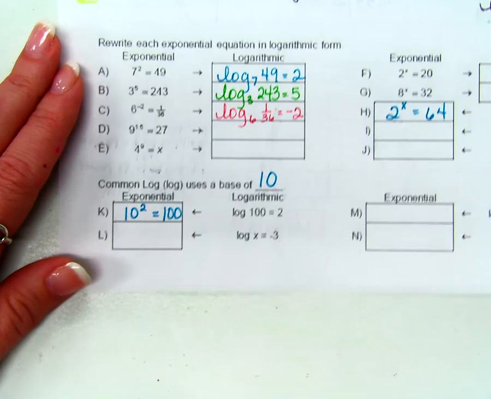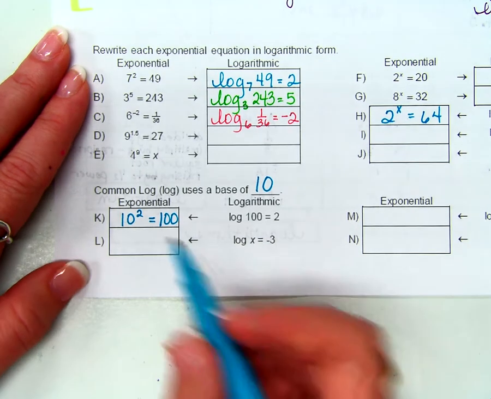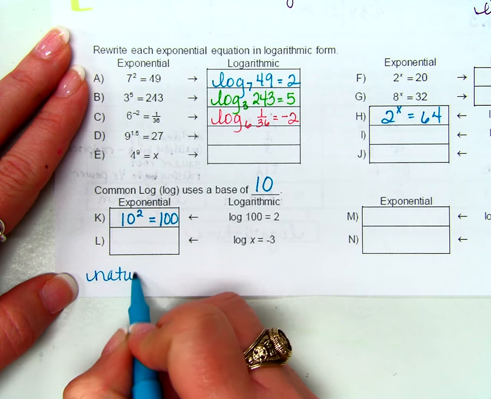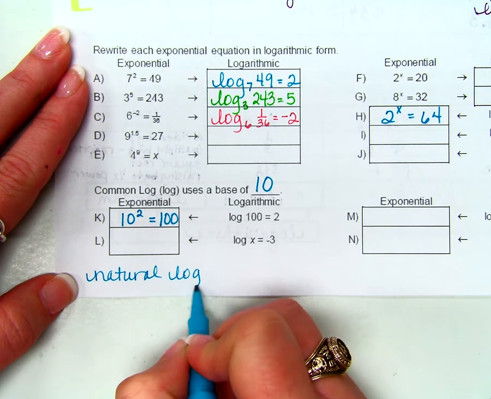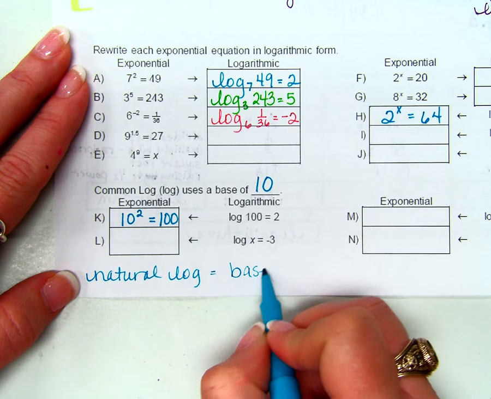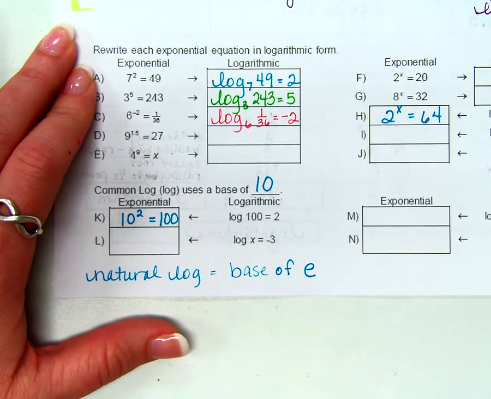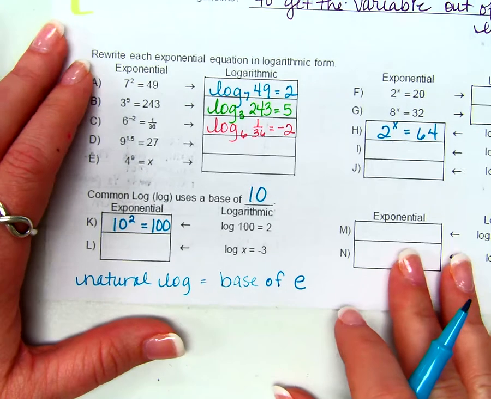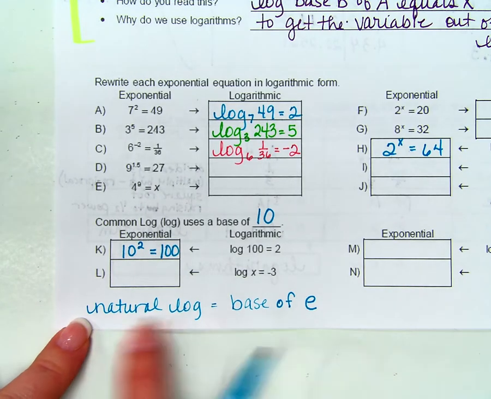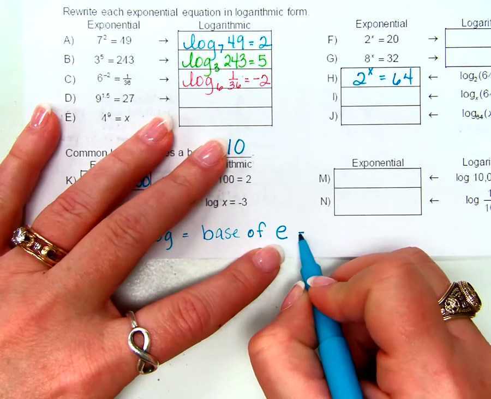Okay? Now there's a couple more things I want to talk about before I let you go. One of them is there's a common log, and then there's also something called a natural log. A natural log uses a base of e. Remember that e that we talked about in exponential form? That's the same e. When it has a base of e, it's called the natural log. But what's interesting about this is that it looks like this.